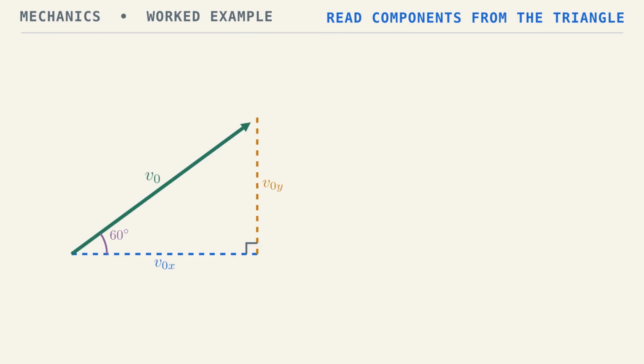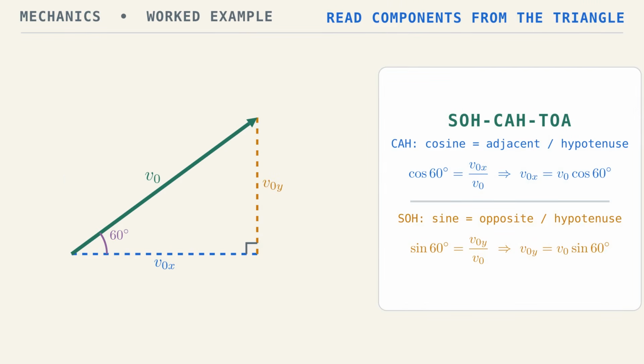Enlarge the velocity triangle, rather than memorizing an unexplained component formula. The initial velocity is the hypotenuse. Use the familiar SOH-CA-TOA mnemonic. CAH says cosine equals adjacent over hypotenuse. So, cosine 60 degrees equals v0x divided by v0. Solving for the adjacent side gives v0x equals v0 cosine 60 degrees.